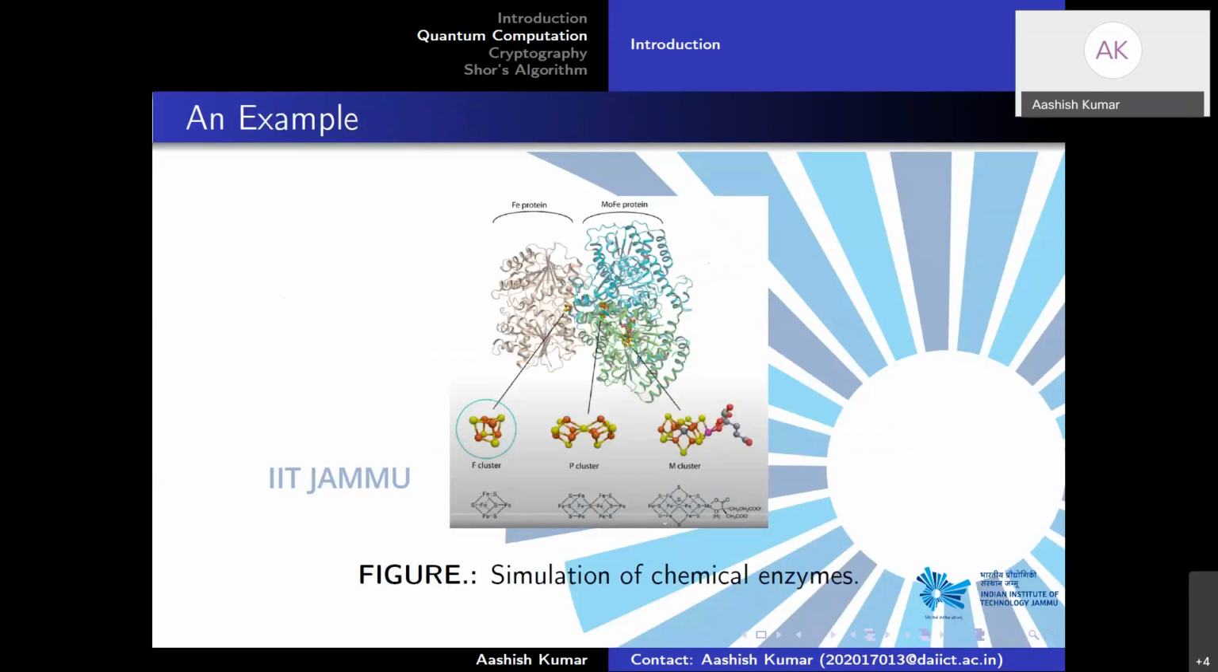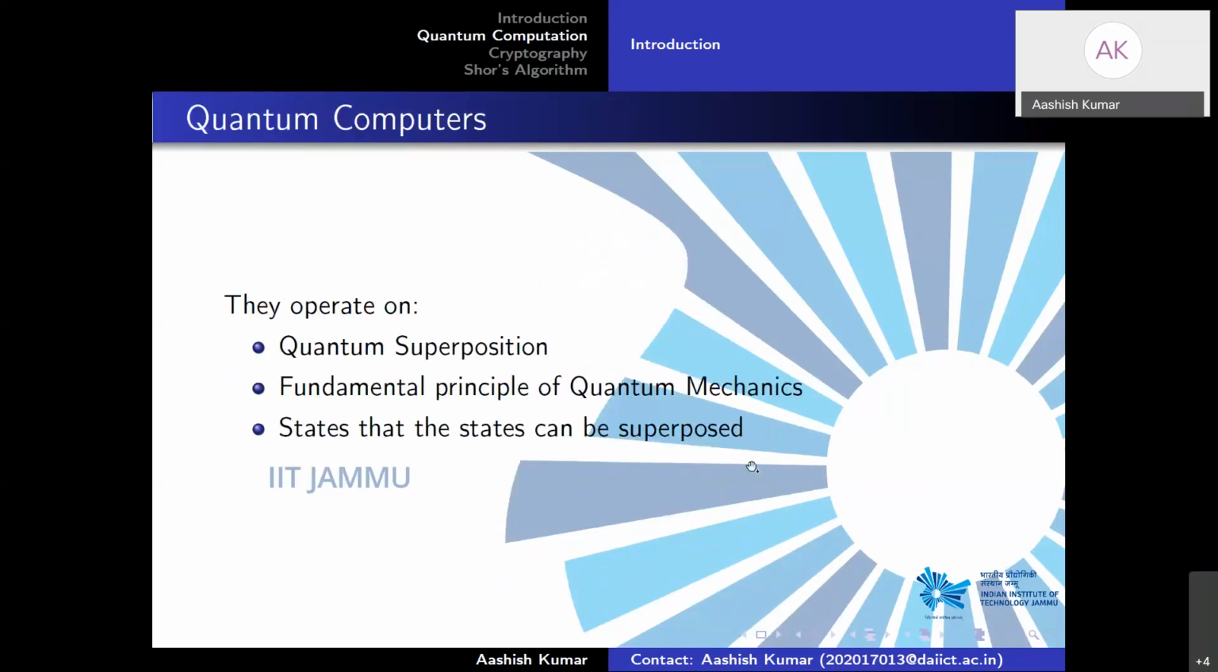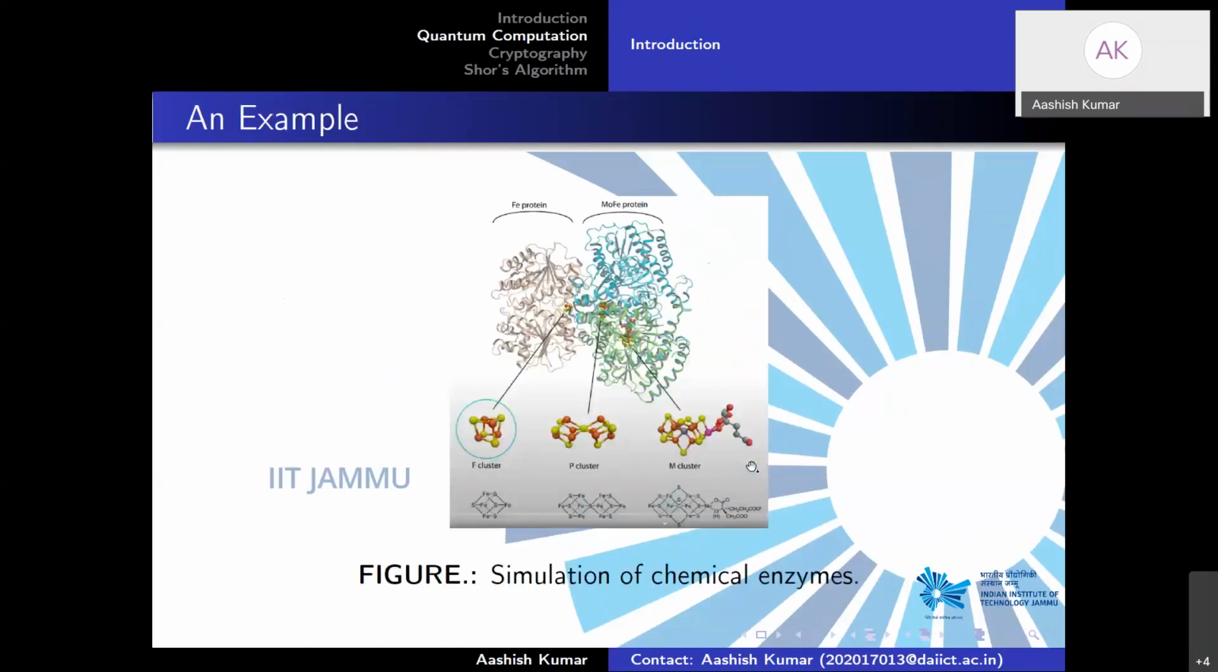For example, if you consider the medical implementations of these simulations of chemical enzymes, you can see that we're only able to simulate some very small molecular structures, through which we are not able to get the complete information about what the complex enzyme could be.